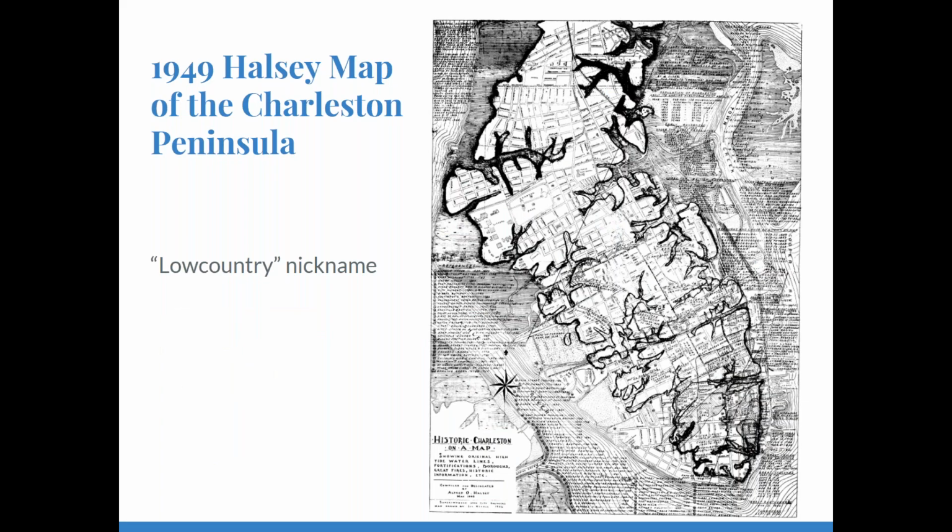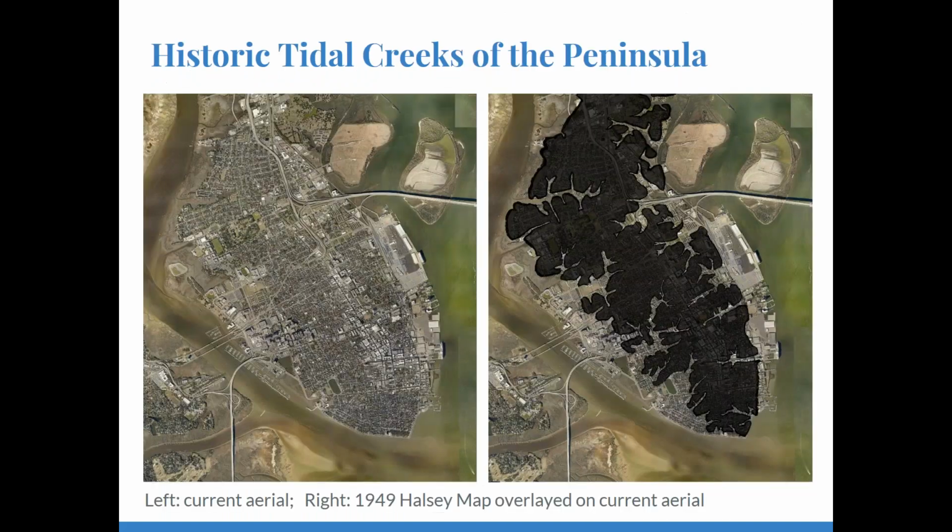This is an interesting map we like to show. It's a Halsey map from 1949, and it's just of that Charleston Peninsula. And you can see those tidal creeks, and this is how we get that nickname, the Low Country. We are very close to sea level in a lot of places. So when you take that map and overlay it on a current aerial, you can start to see where the filling of the creeks started to happen and how that has physically changed the footprint of the peninsula.